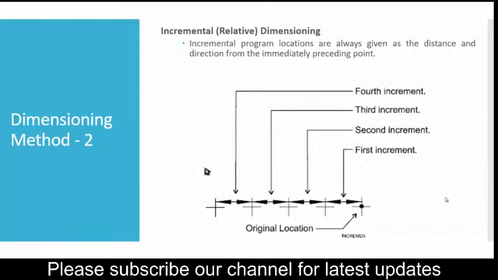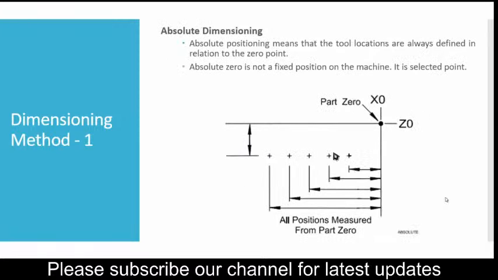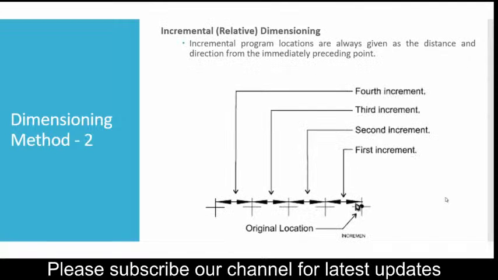Okay. Any doubt within this absolute and incremental? Let me repeat it simply one more time: in absolute there will be only one 0, but in case of incremental, the previous point would be considered as a reference point or a 0 point. That is the difference between absolute dimensioning and relative dimensioning.